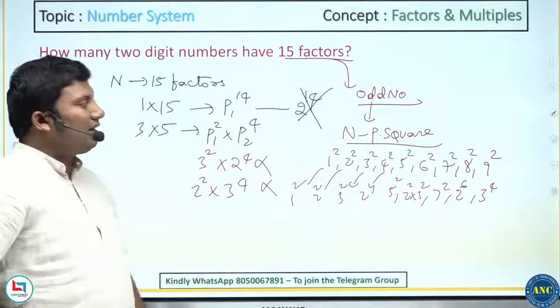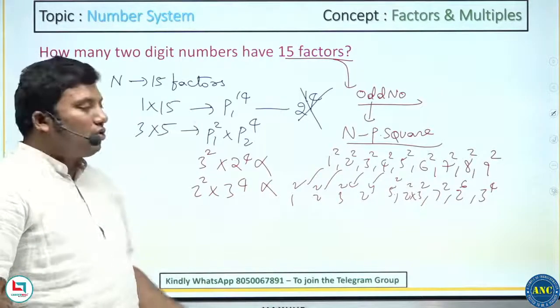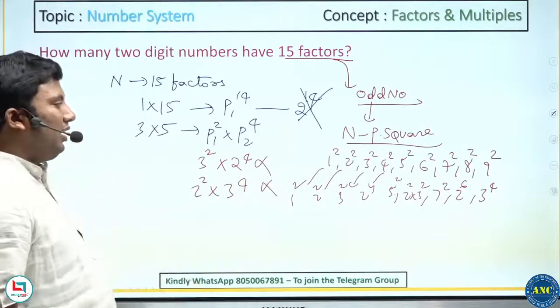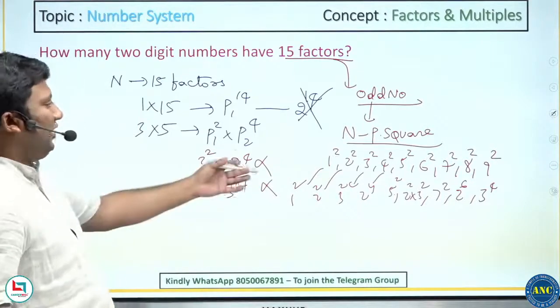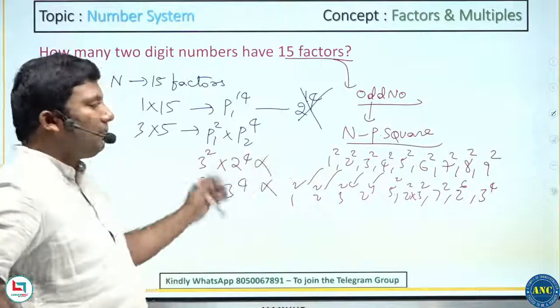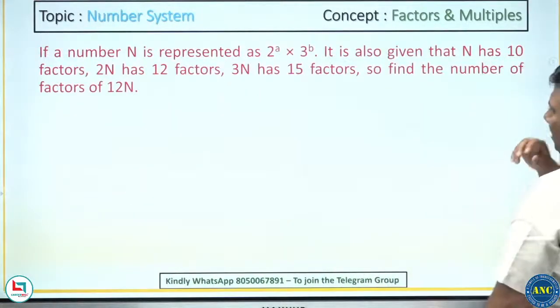Number of factors are odd. That means the number is a perfect square. I want a 2-digit number, 1 square to 9 square. There is no 2-digit number with 15 factors. Either you can do this approach or you can do this approach. I hope the idea is clear.